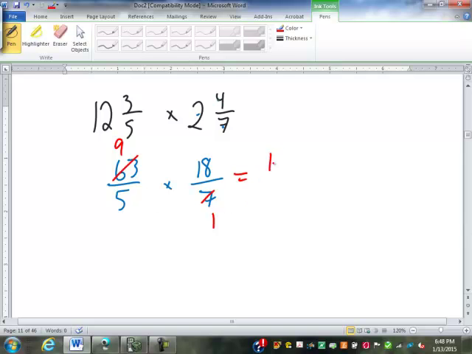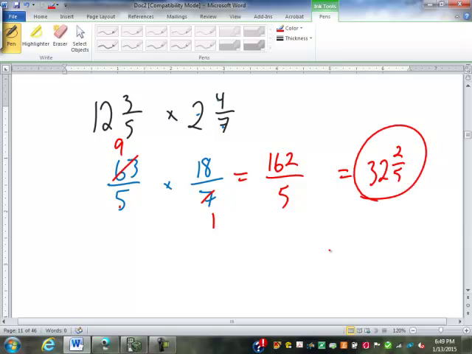9 times 18, you guys all know that's 162. 5 times 1 is 5. 162 divided by 5 is 32 with 2 left over. Long division. 5 goes into 16 3 times. That's 15, bring down the 2. 5 goes into 12 twice. That's 10, there's 2 left over.